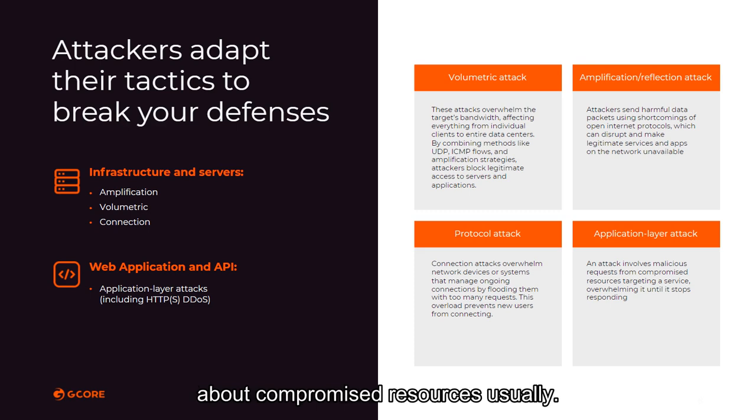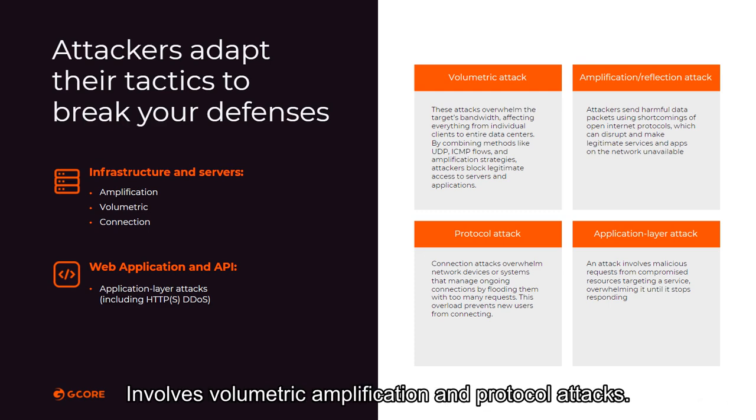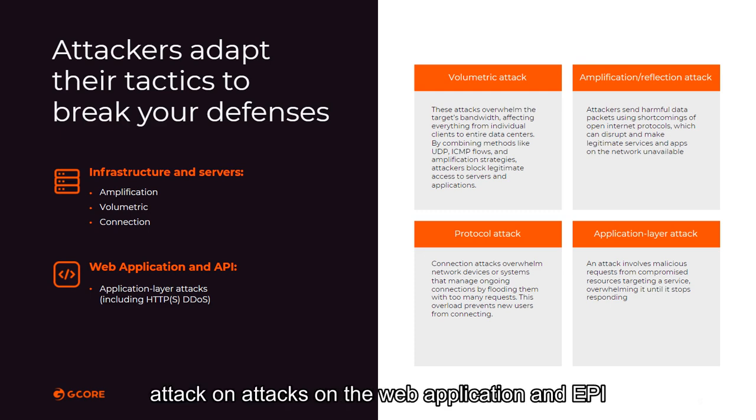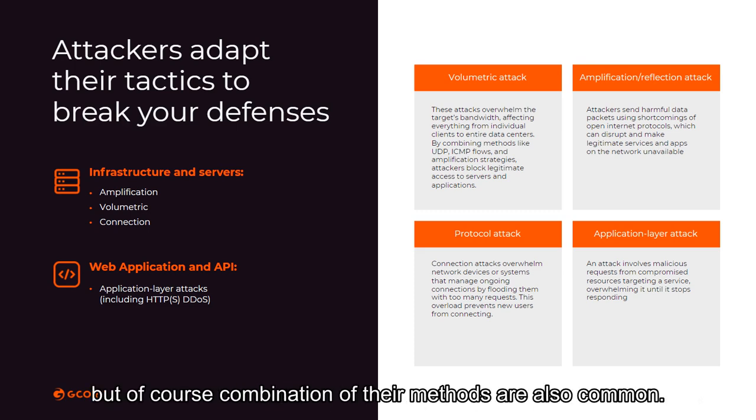And if we're talking about compromised resources, usually attackers use a botnet for that purpose. So usually attacks on servers and infrastructure involve volumetric, amplification and protocol attacks. On the other hand, attacks on web applications and APIs mostly use application layer attacks, but of course, combinations of those methods are also common.